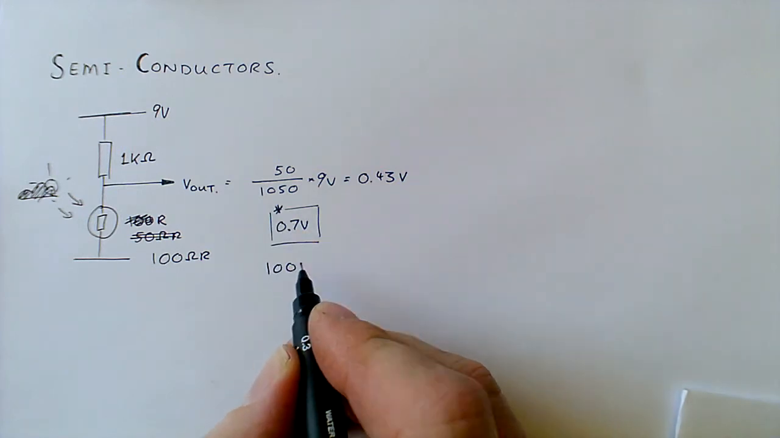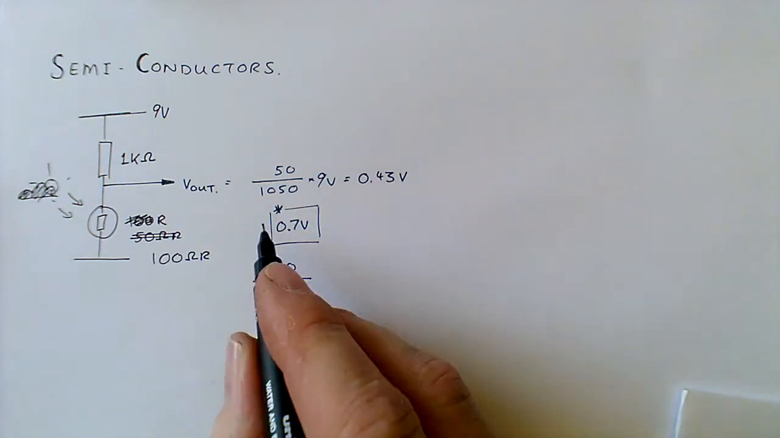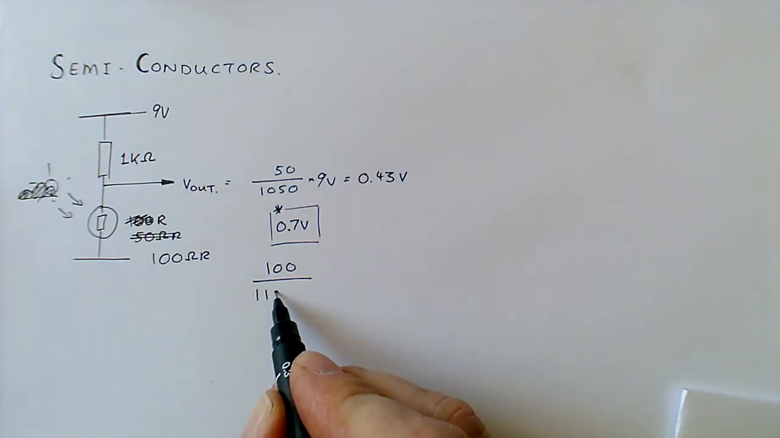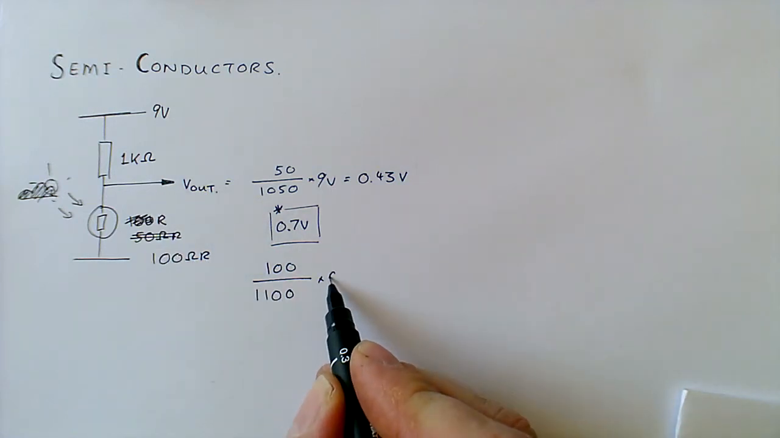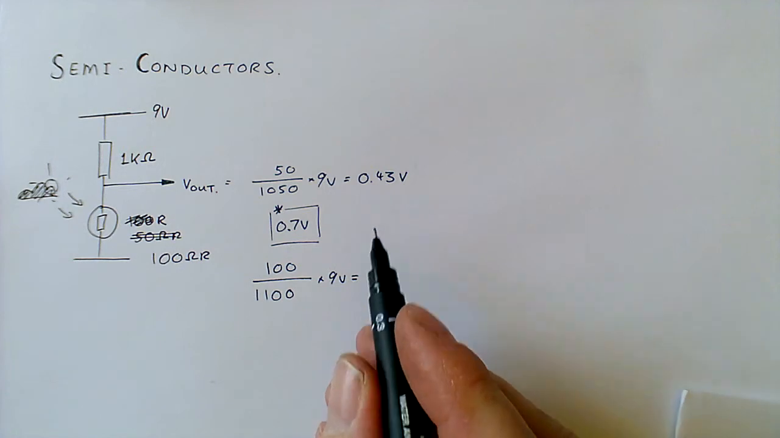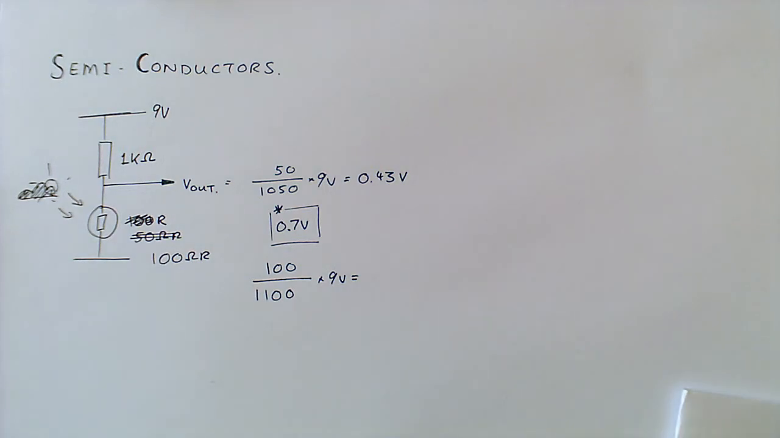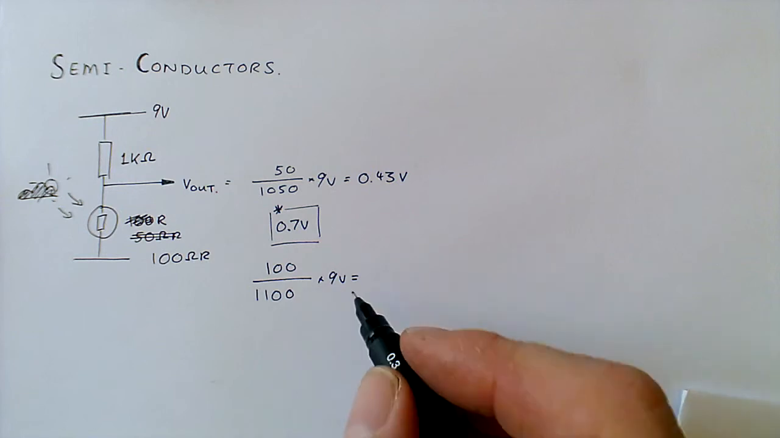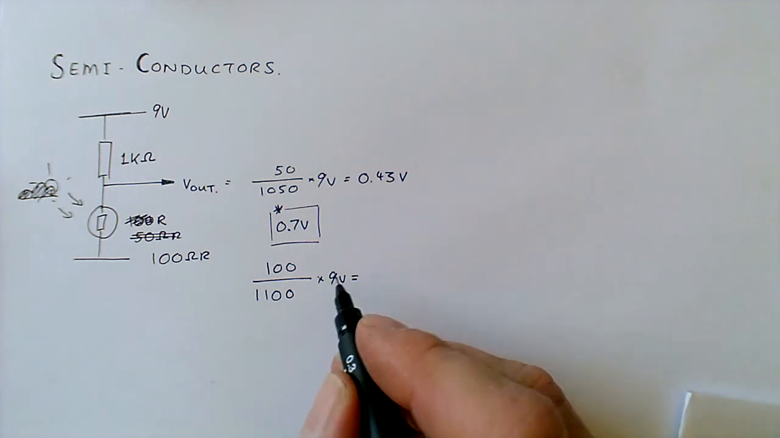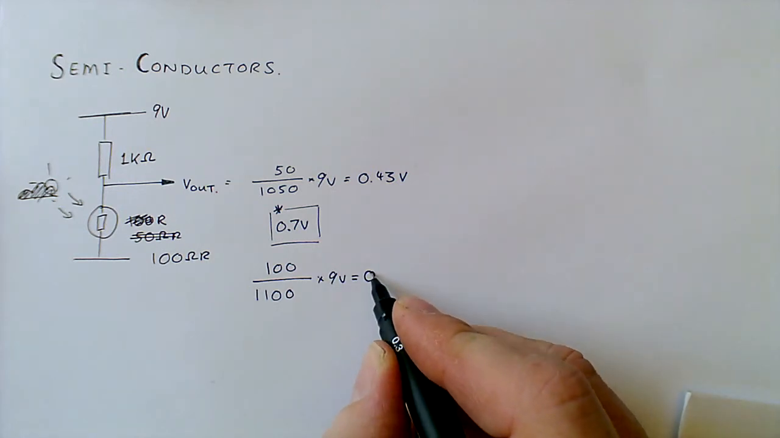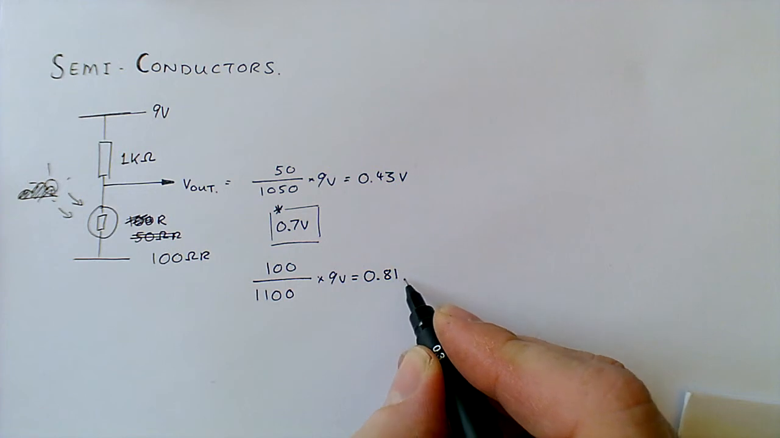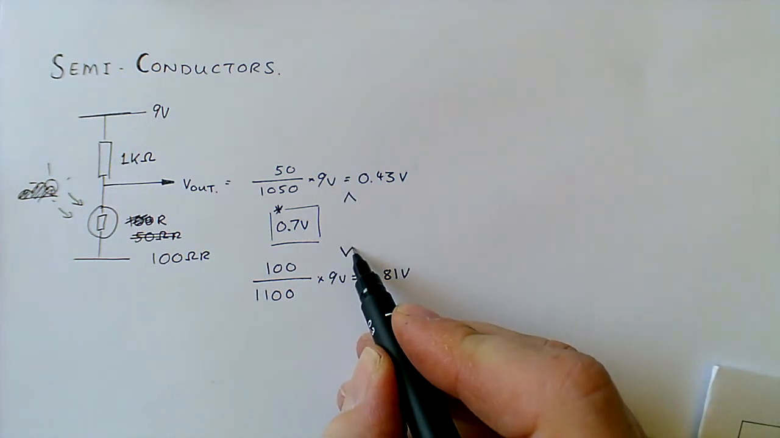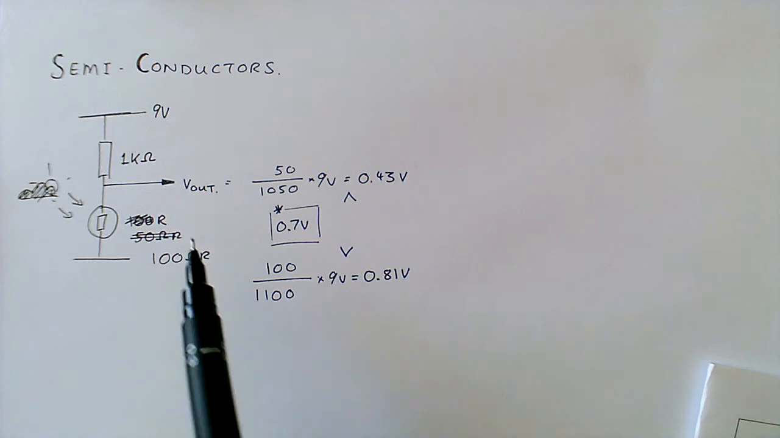So we've now got 100 R2 divided by R1 plus R2, again multiplied by the voltage in. Let's see what that value is. So 100 divided by 1100 multiplied by 9 volts is going to give me 0.81 volts. So this is less and this is more.